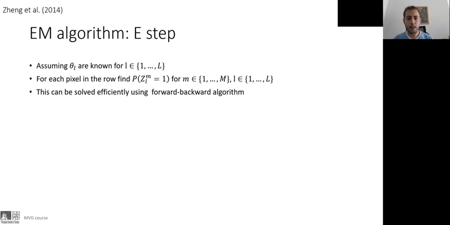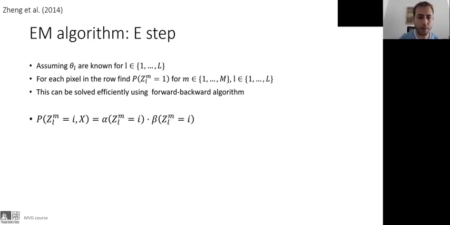So this actually needs some HMM tools, and I'll briefly review what's called the forward-backward algorithm. The idea is that if I know the depths, I can find the probabilities of pixel L observed in image M by having these two functions, alpha and beta. Okay, so we will see what they are.